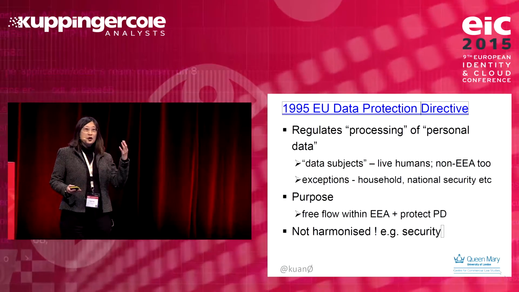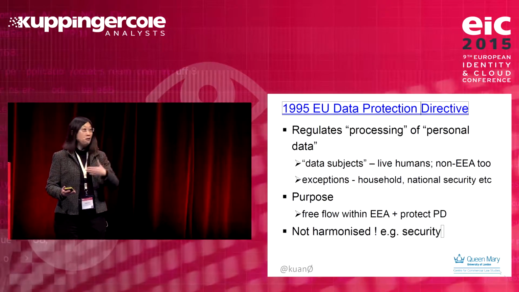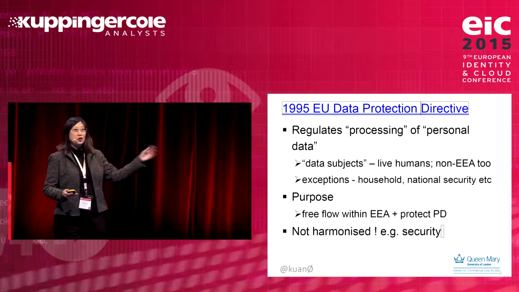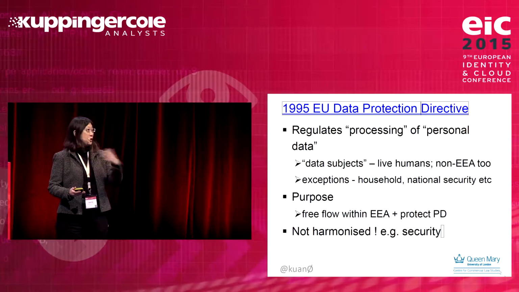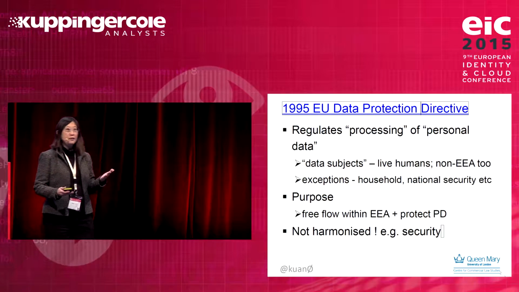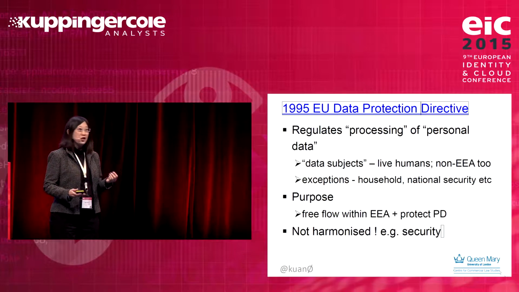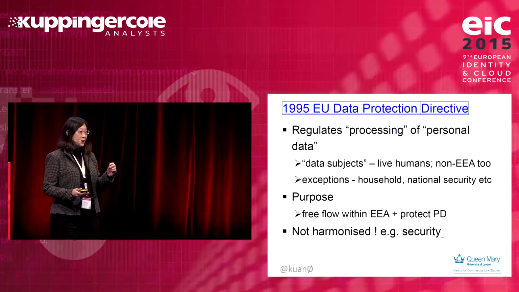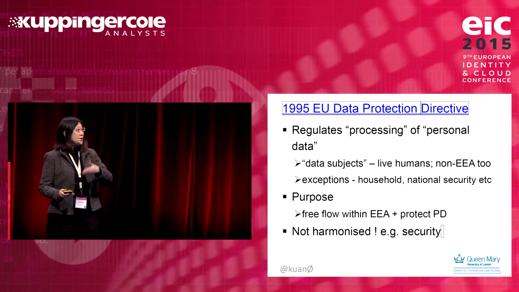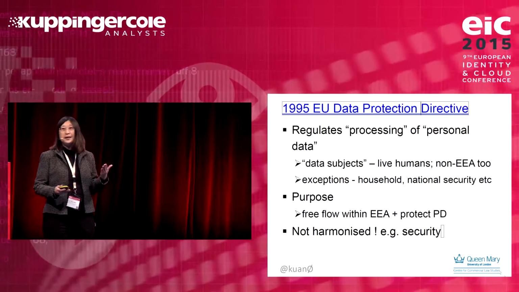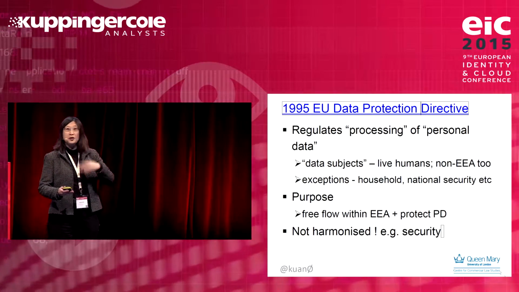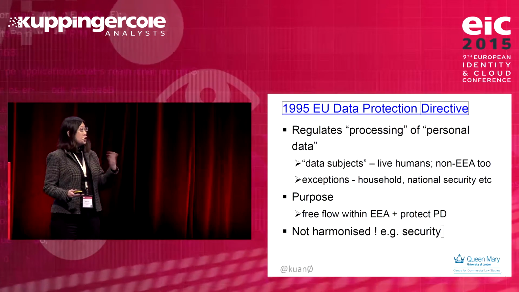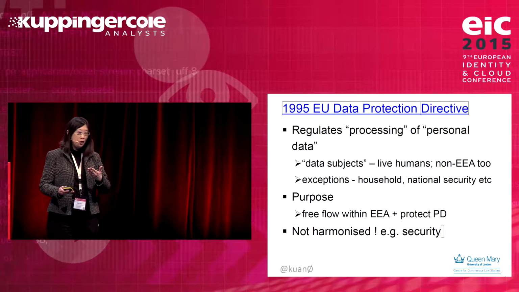Just to set the scene, I'm going to outline the current law and some key points about the new law, and then Karsten is going to pick up on just a couple of those points because we just don't have time to cover all of them. So in terms of current law, the EU Data Protection Directive dates from 1995, so it's quite long in the tooth. And it regulates the processing of personal data. That's data relating to data subjects, live human beings, including non-EEA people, because it's considered a human right. And there are exceptions from data protection law requirements, such as for household use, personal use, national security, etc.